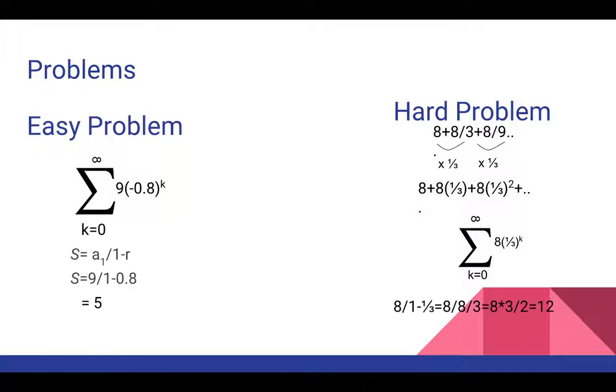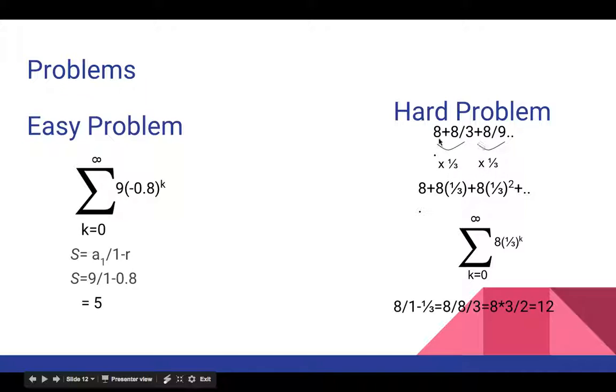Okay, so knowing that, we're going to do an easy problem. So what we're going to do is we have our formula here, okay? And so S is going to equal 9, because that's our first term, divided by 1 minus 0.8. Okay? So then that's just going to equal 50, because once we plugged in our information, that's just what it equals.